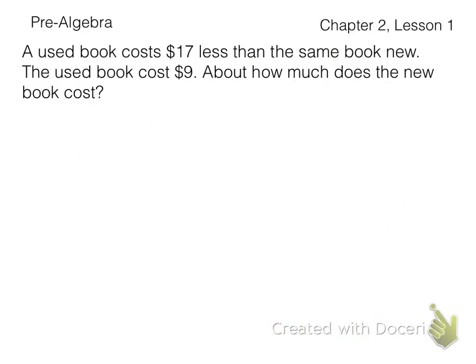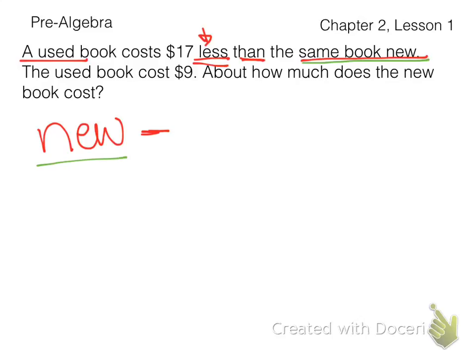Okay, last problem, short video. Yay for short videos. All right, so here's the question. A used book cost $17 less than the same book new. So used less than same new one, the new one, okay? So we've got new. Less than means subtraction. The word than means I'm switching. So even though this came second right here, it's now going to be first because of the word than, then used.